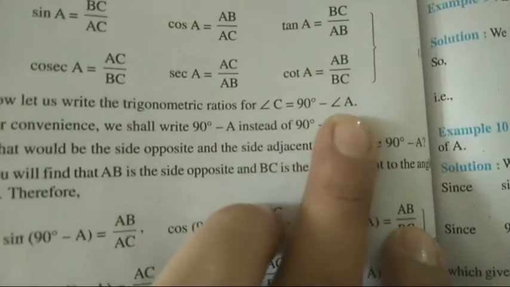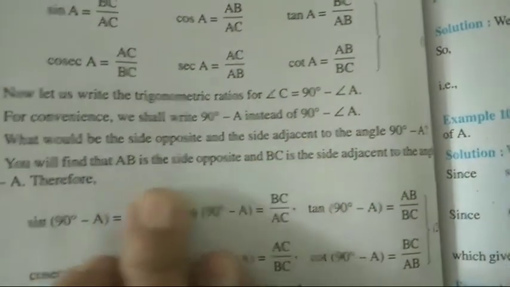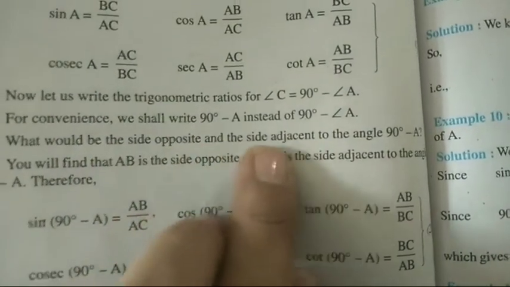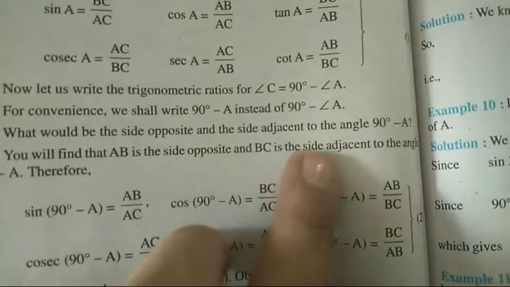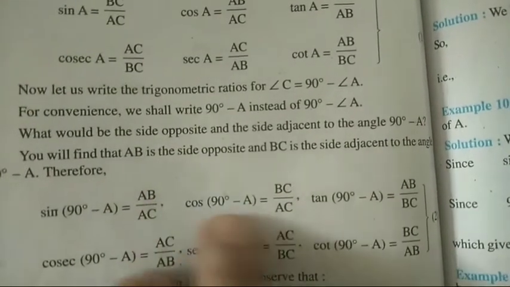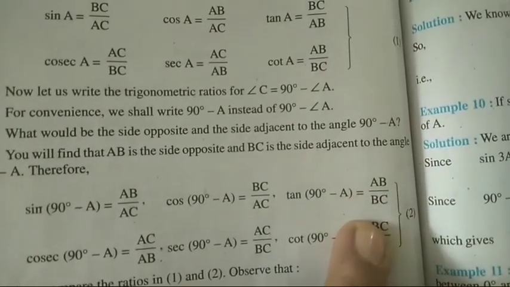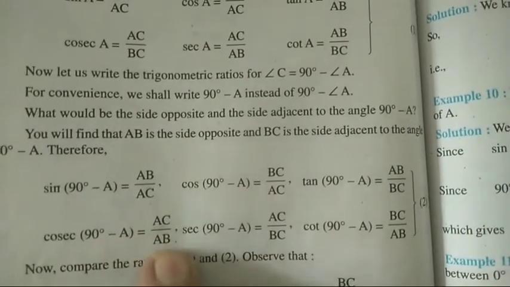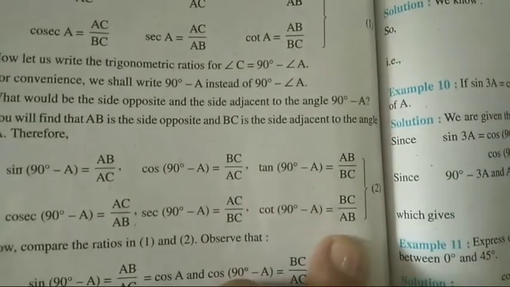Angle C is equal to 90 minus A, because as we know both are complementary. For convenience we shall write 90 minus A instead of 90 minus angle A. What would be the side opposite to and the side adjacent to the angle 90 minus A? You will find that AB is the side opposite and BC is the side adjacent to the angle 90 minus A. So sin 90 minus A is AB upon AC, cos 90 minus A is BC upon AC, and tan 90 minus A is AB upon BC. Now cosec 90 minus A is equal to AC over AB, sec 90 minus A is equal to AC over BC, and cot 90 minus A is equal to BC over AB.